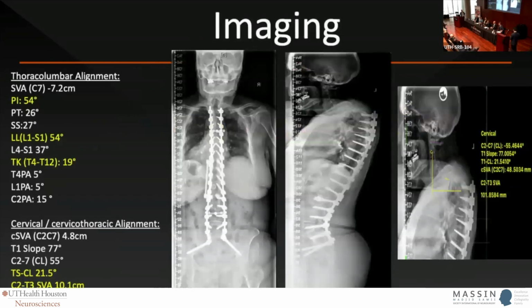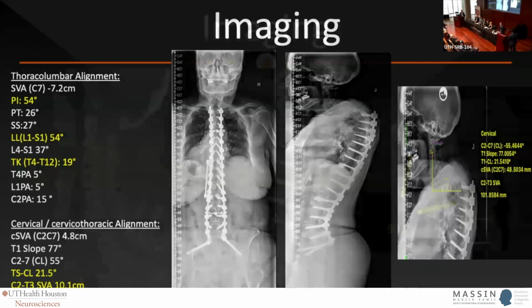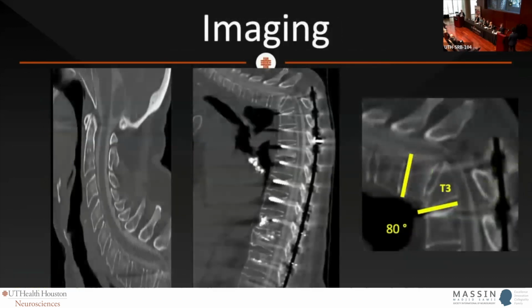So these are her films, showing some of the important thoracolumbar alignment parameters and cervicothoracic junctional alignment factors. This is her myelogram, which again shows a focal kyphosis at this T3 level, the area of the upper instrumented vertebra, with a translation and angular kyphotic deformity with severe central cord compression.